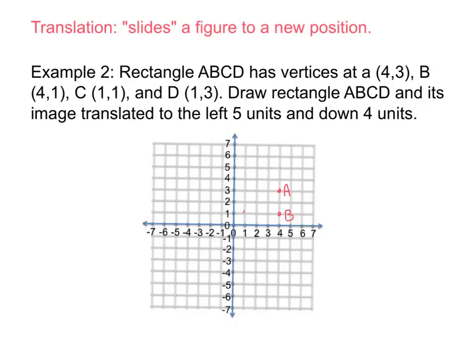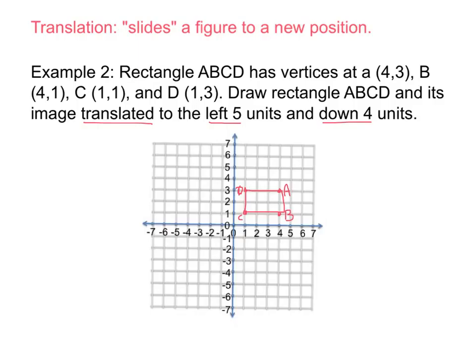C is 1, 1. D is 1 and up to 3. Now, we need to draw in our square. Now we need to move, or translate, to the left 5 units and down 4. So each point we're actually going to move to the left 5 and down 4.